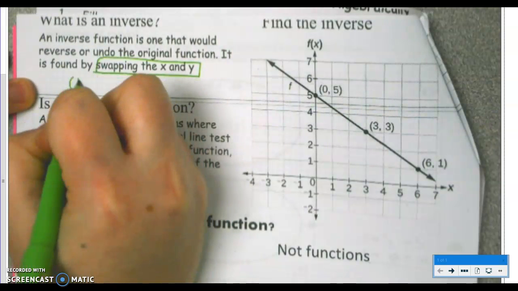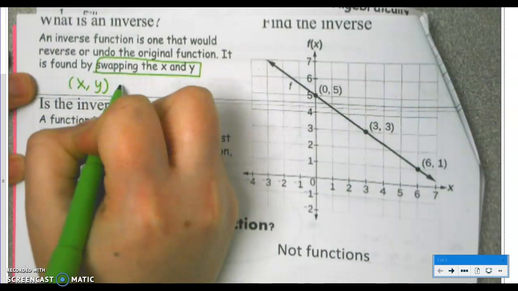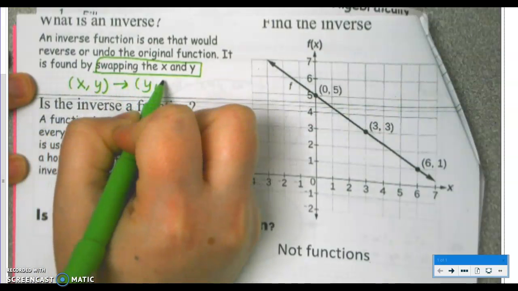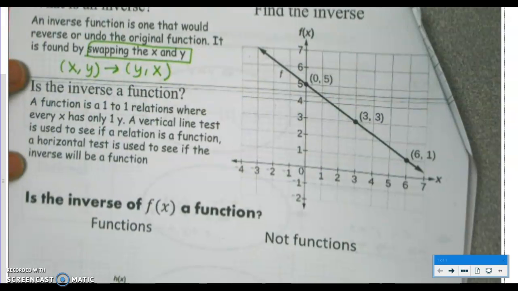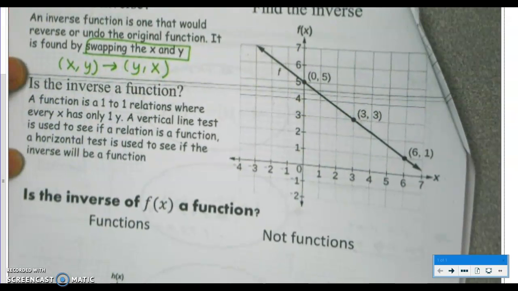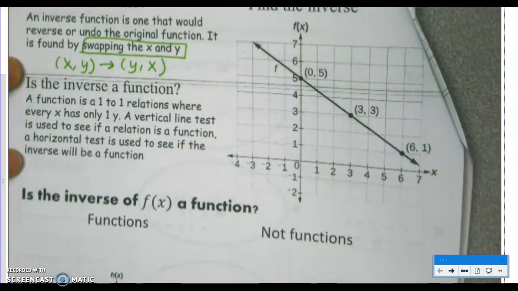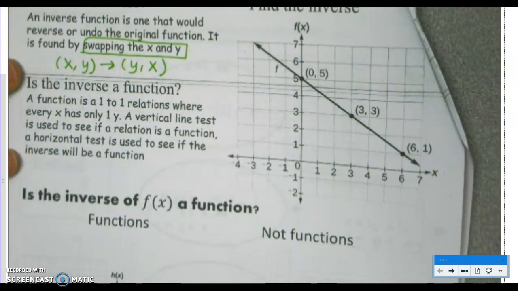So a lot of students assume that that means change the signs, but it doesn't. You keep the signs whatever they were, you just swap the ordered pair. So not every function has an inverse that is also a function. Sometimes the inverse is just a relation.